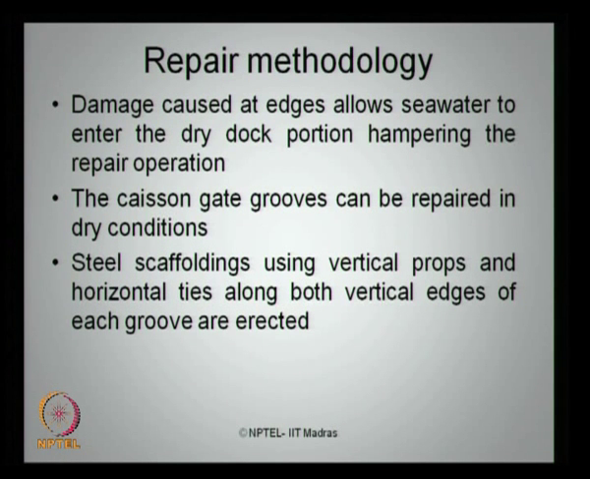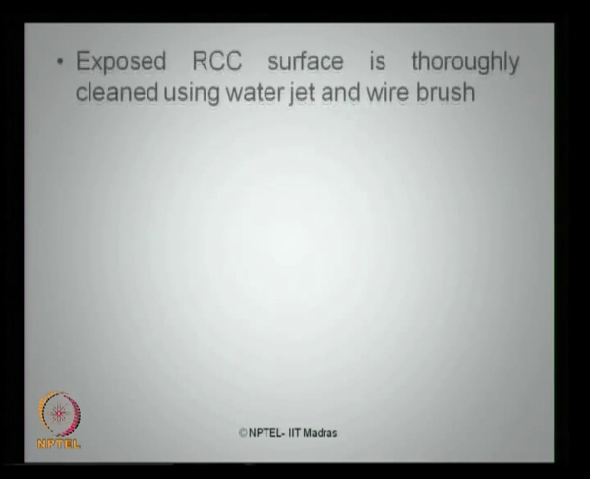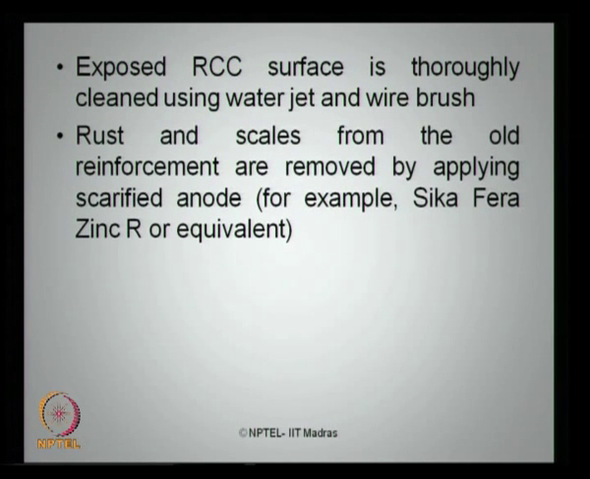Steel scaffoldings are used, using vertical props and horizontal ties, for the vertical edges of each groove, and they are erected to be as straight as possible. The existing loose or damaged edges of grooves are cleaned thoroughly. They are completely dismantled using hand held electrical chisel and hammers to expose the reinforcement. The exposed RCC surface is then thoroughly cleaned using a water jet and a wire brush.